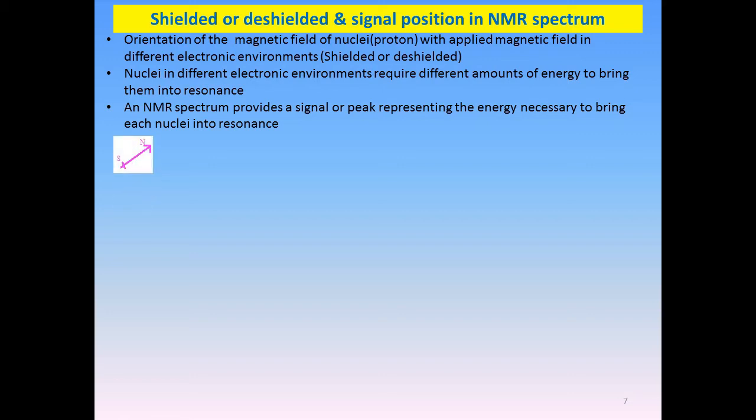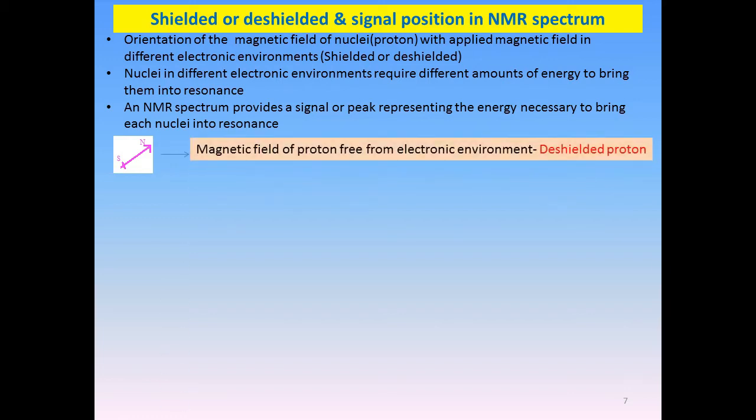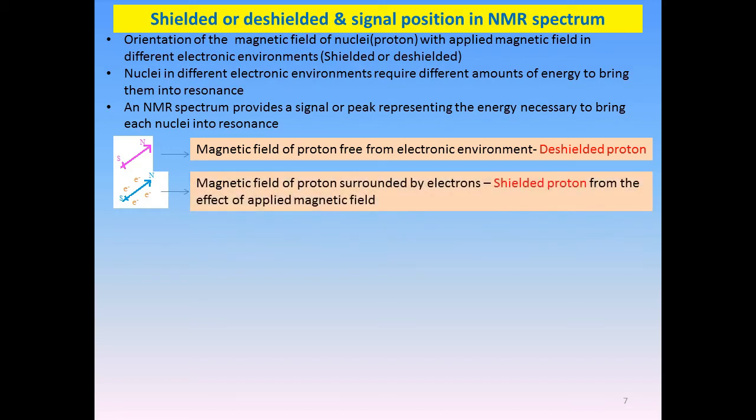So let us consider a magnetic vector of a proton, which is actually free from the electronic environment, and such a proton is said to be a de-shielded proton. And a proton which is surrounded by the electrons, so the magnetic field of a proton is represented here, is said to be a shielded proton. They are shielded from the effect of the applied magnetic field.